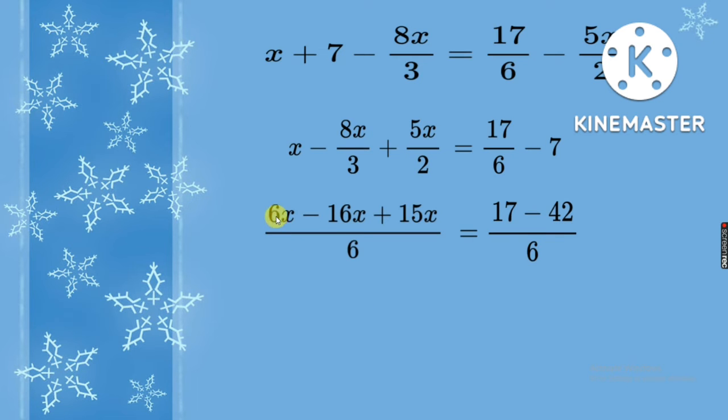Now here we would add the positive terms. 6x would be added to the 15x. It becomes 21x minus 16x. If we add these two terms, then it becomes 21x minus 16x upon 6 is equal to, solving this 42 minus 17, because the negative sign term is bigger than the positive sign term, so here it would come with the negative sign. The 25 would be with the negative sign. If we subtract 17 from 42, it comes out to be 25 upon 6.